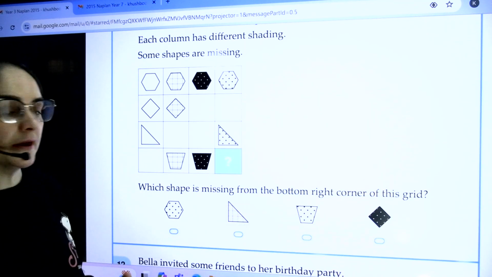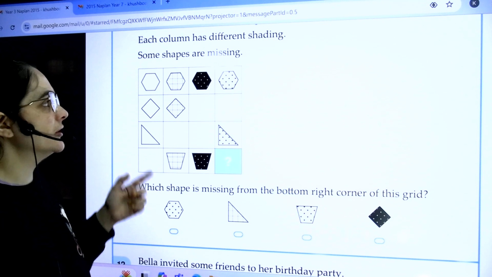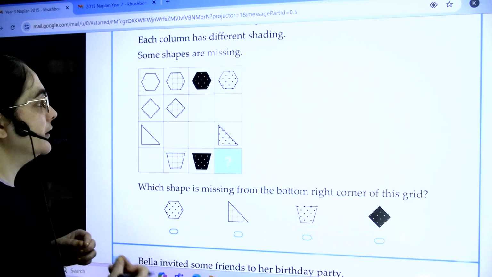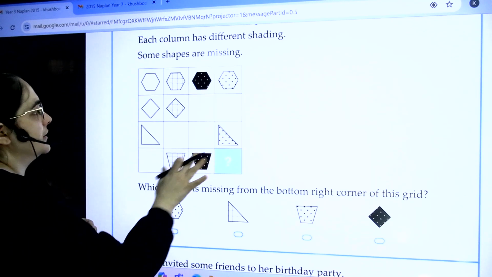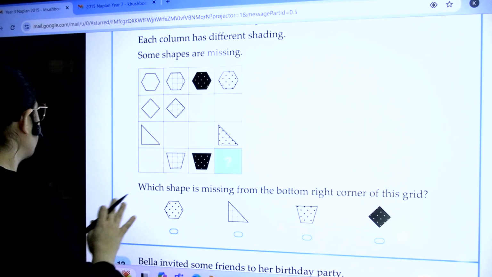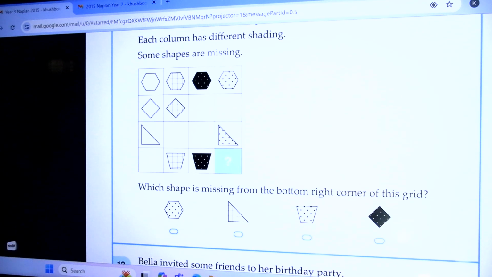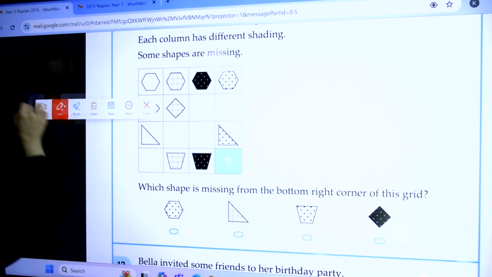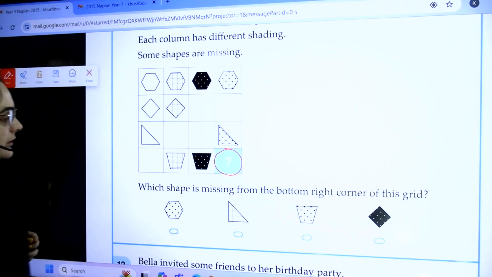I'm again pointing out that you make sure that you read the question carefully, and for the pattern question make sure you look at the patterns carefully. So if it is a grid, you should be checking row wise, column wise, both ways. In this question you need to find the missing pattern. Here, see, there is a question mark. You need to find this one.